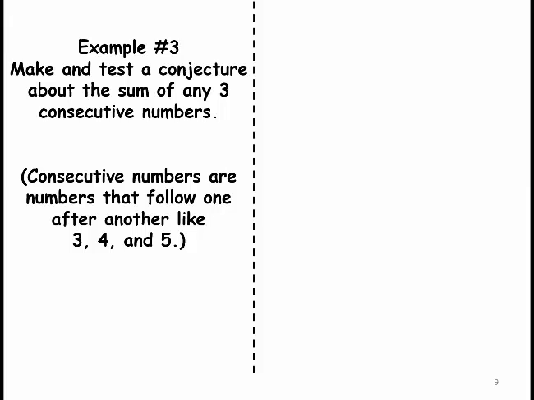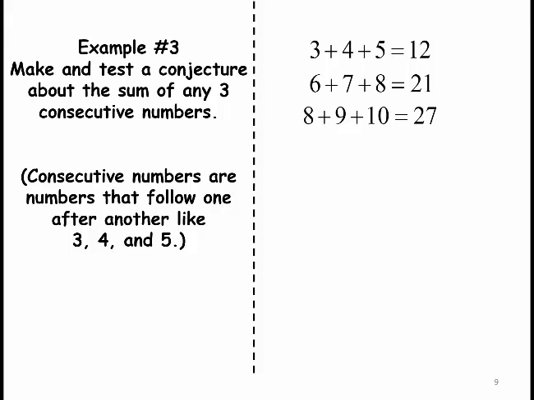Example number 3 here. Let's make and test a conjecture about the sum of any 3 consecutive numbers. So consecutive numbers are numbers that follow one right after each other, like 3, 4, and 5 are consecutive numbers. So here's the thing, if I take 3, 4, and 5 and add them together, I get 12. 6, 7, and 8, I get 21. 8, 9, and 10, I get 27. 11, 12, and 13, I get 36.